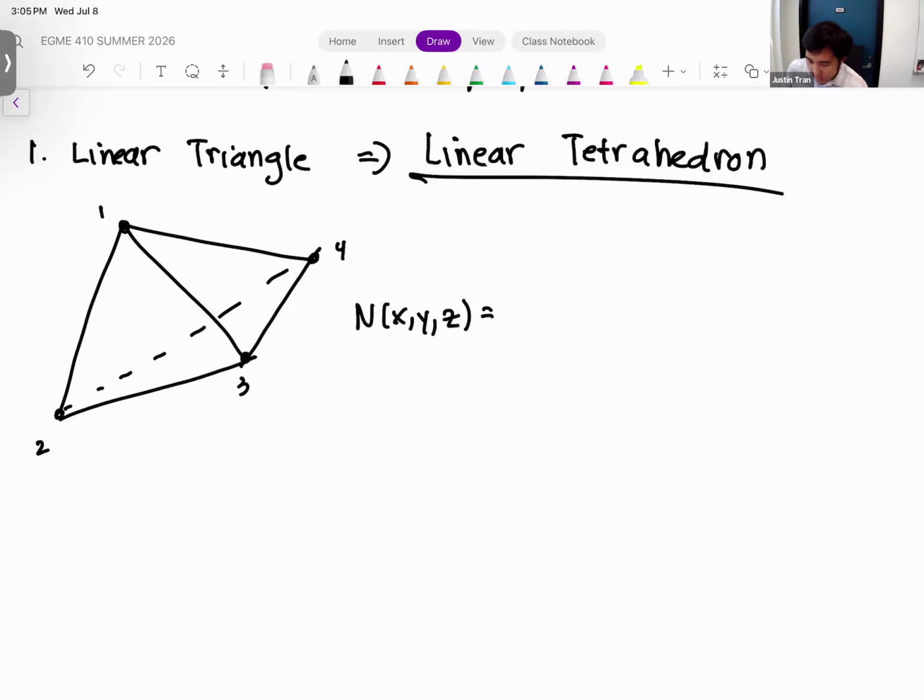So the shape function for a linear tetrahedron, which now is going to be a function of x, y, and z, right? So we have the third dimension. We simply just have the constant term plus all the terms that are independently linear in each of the dimensions. So it looks like this: a0 plus a1x plus a2y plus a3z.